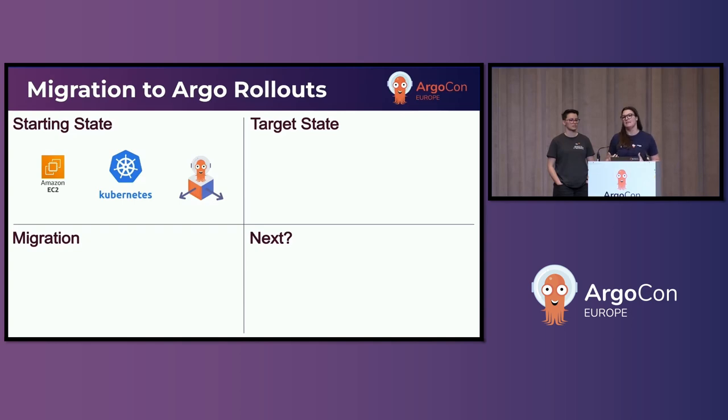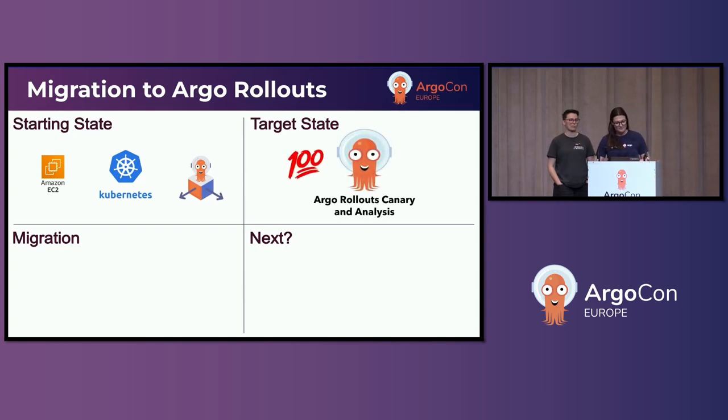So we knew we had to have a target state. So what is our target state? Our target state is for 100% of our services to be on Argo Rollouts utilizing Canary and analysis. So you may wonder, why Canary and analysis?